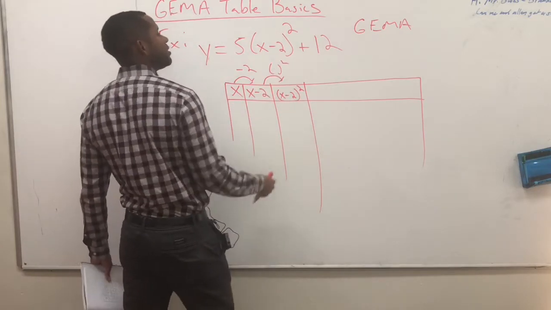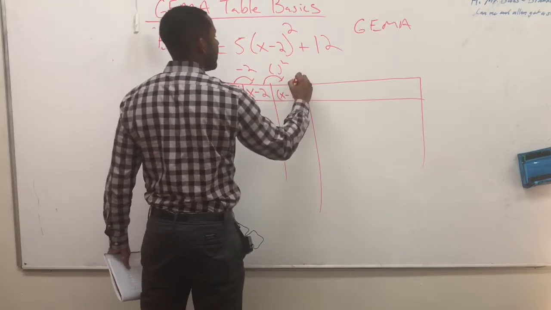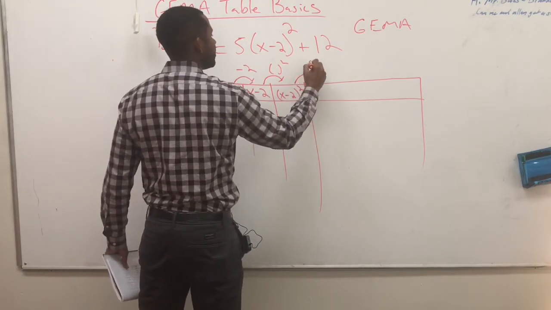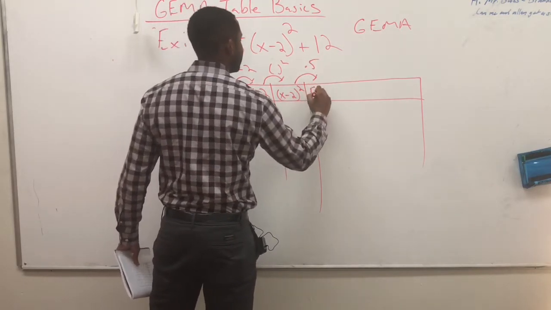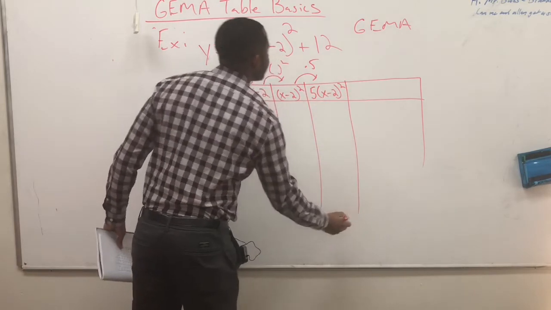No more exponents. Multiplying or dividing. I can see it's multiplied by 5. So this goes times 5. So now it's 5 times x minus 2 squared.